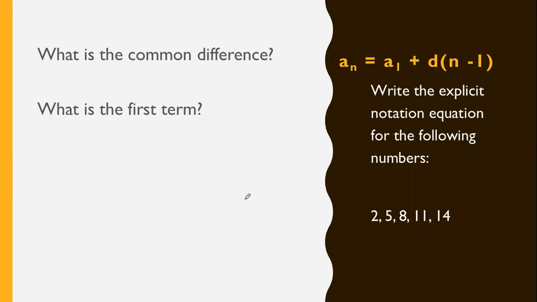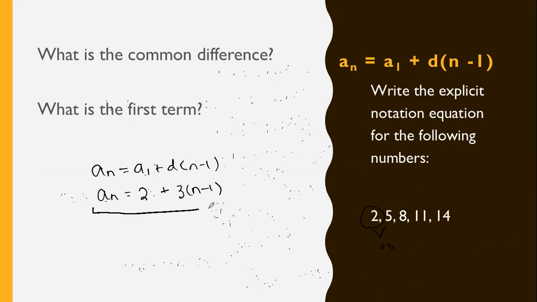All right, so we're going to write the explicit notation equation for this sequence. This is the same one we did earlier. So 2, 5, 8, 11, 14. What's the common difference? Plus 3. So this is adding by 3. What is the first term? 2. So writing my equation, A_n equals A_1 plus d times (n minus 1). It would be A_n equals 2 plus 3 times (n minus 1). And this is all I'm looking for.